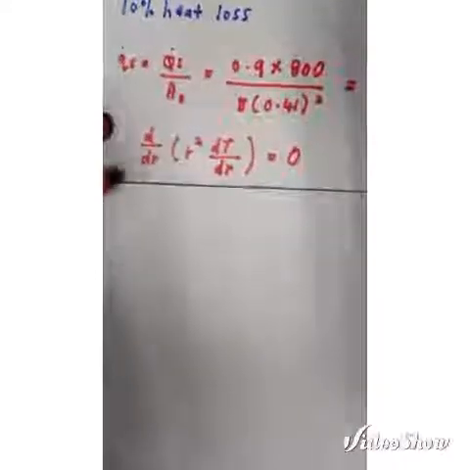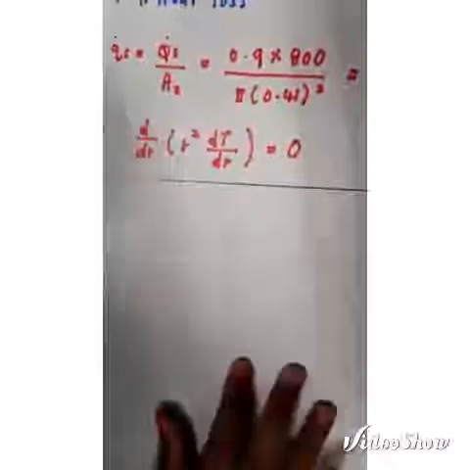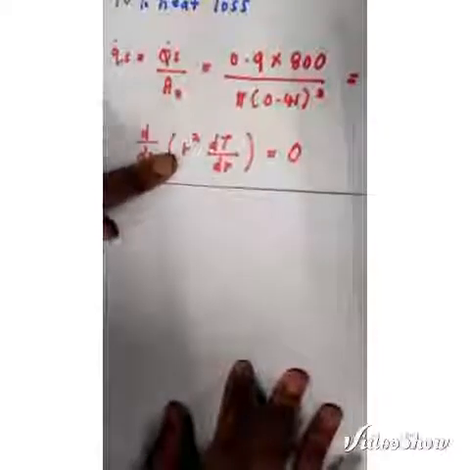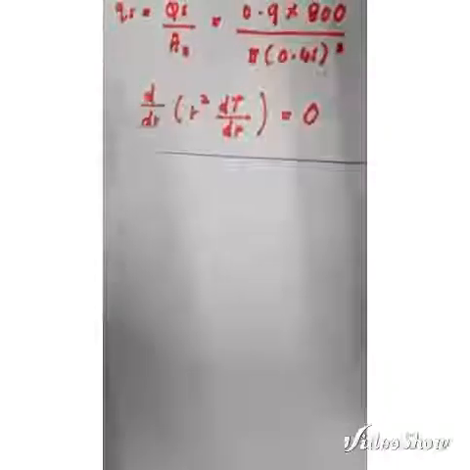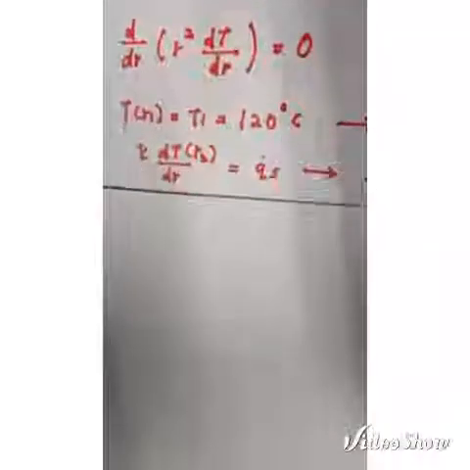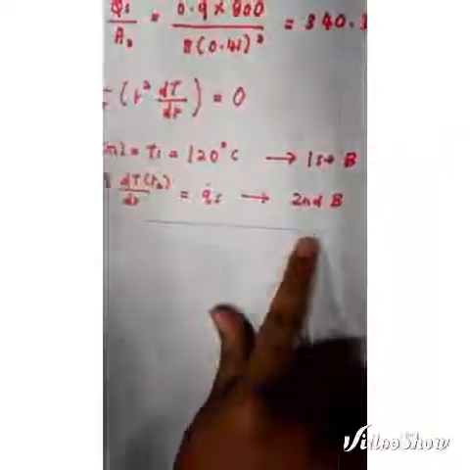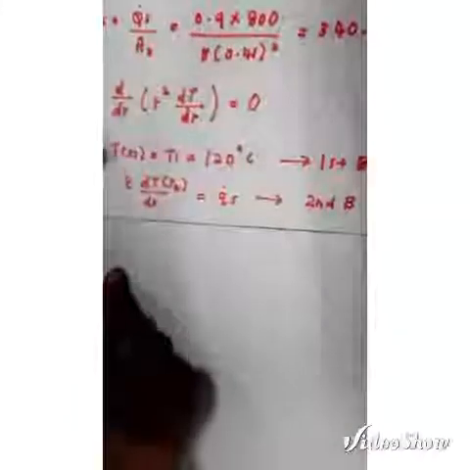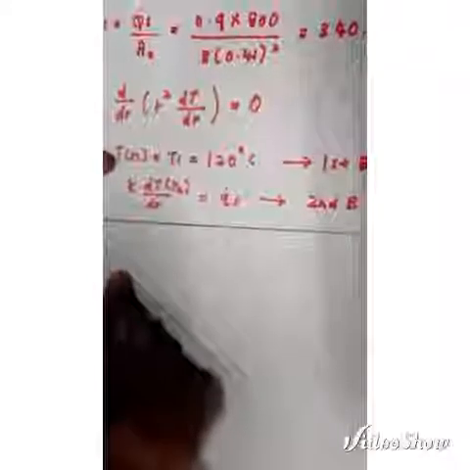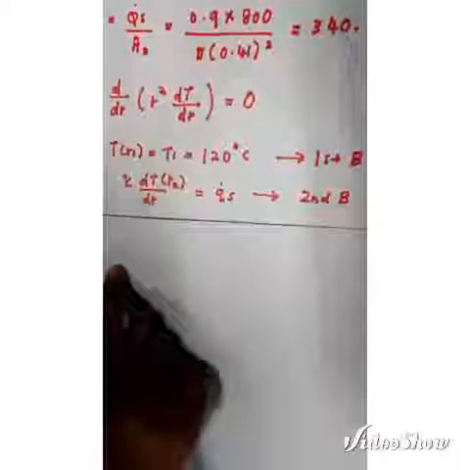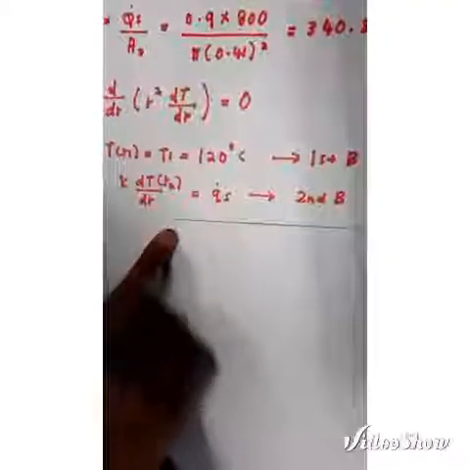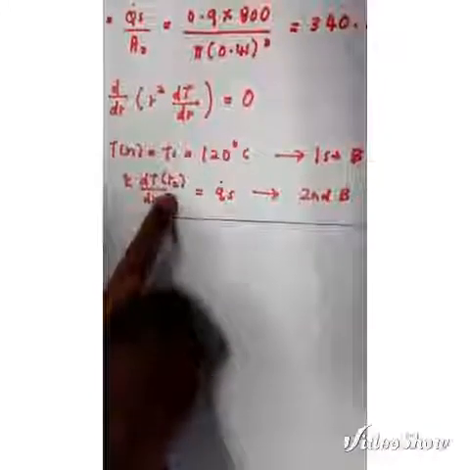The differential equation of this situation can be expressed as d over dr of r squared dT over dr equal to 0. By using the information given, we can obtain the first boundary and the second boundary which are needed in the solution. The first boundary is T(R1) equal to T1 is equal to 120 degrees, which is given in the question. The second boundary is K dT over dr at R2 is equal to the heat flux.